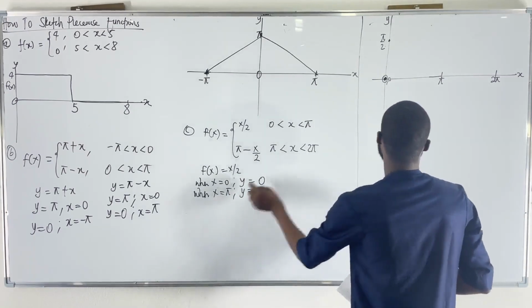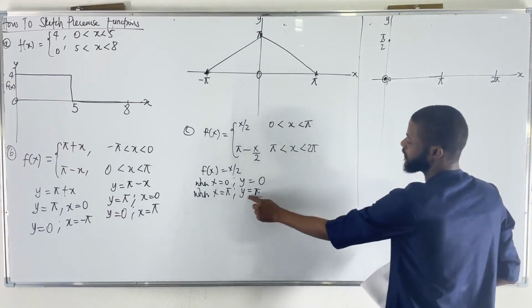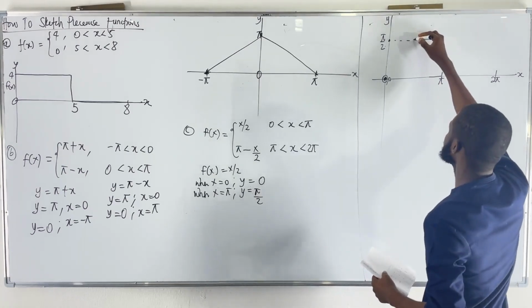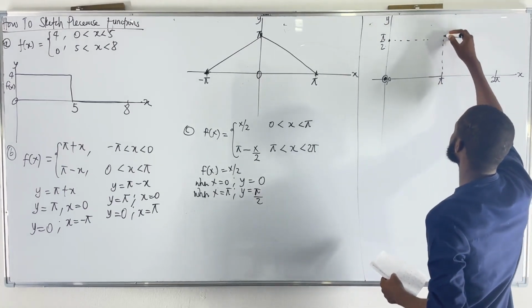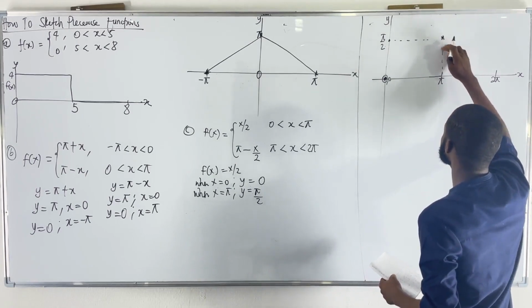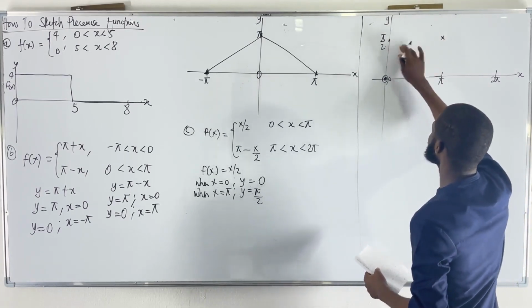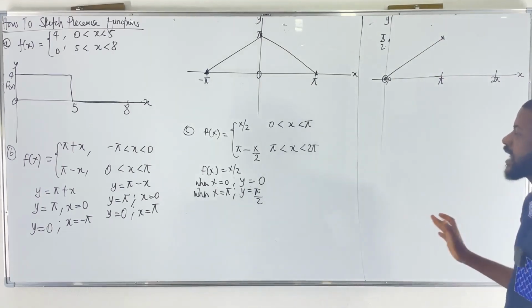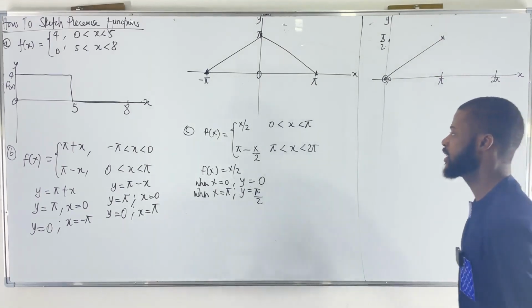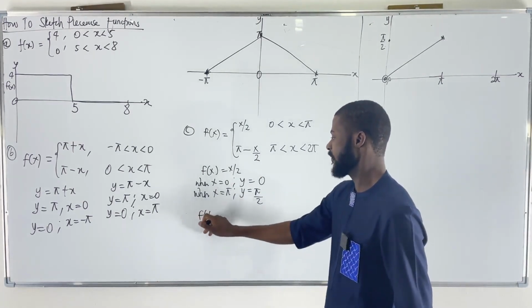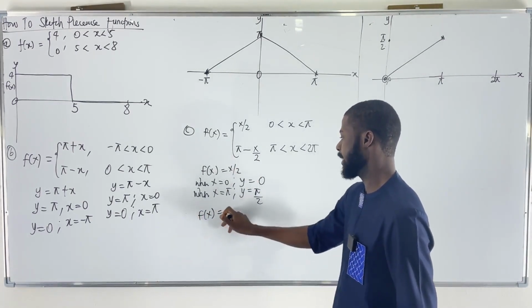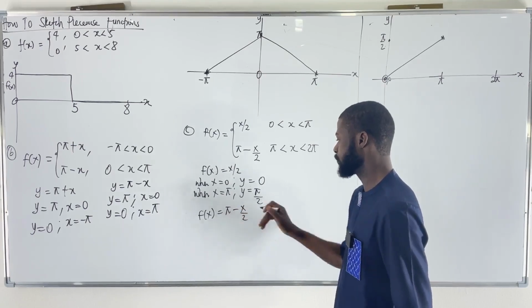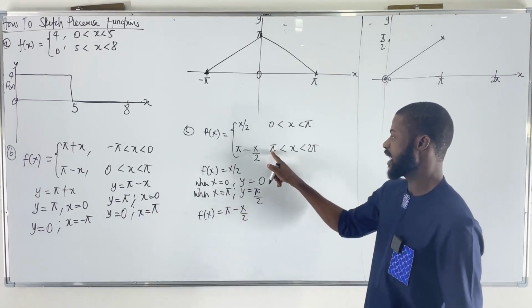Then when x is pi, when s is pi, y is pi over 2. So when you sketch this, this will be here. That's where that point would be. So right now you can then connect this together. And that's what we've just done. We've connected that together. Okay, let's go to the next one. So when f of x is pi minus x over 2. So the first value we had was x at pi.